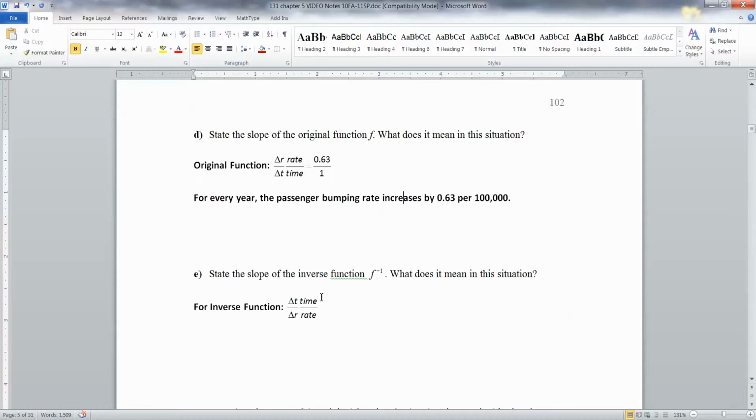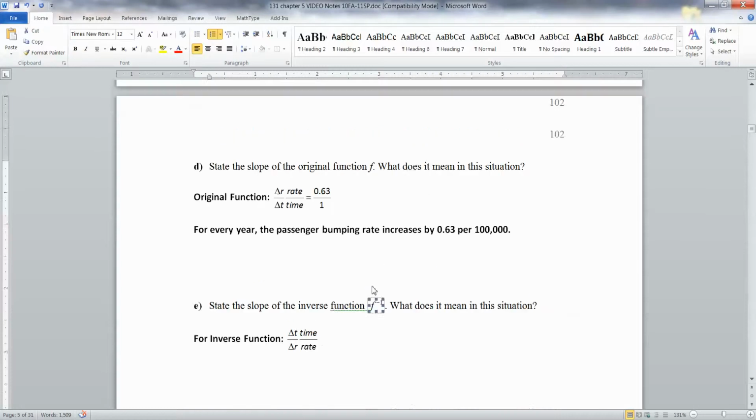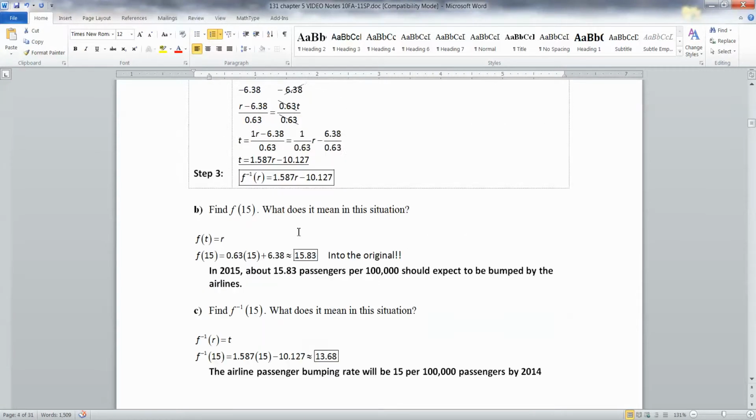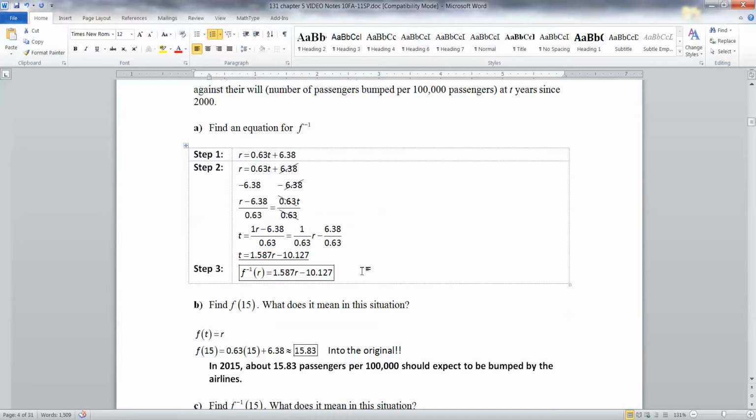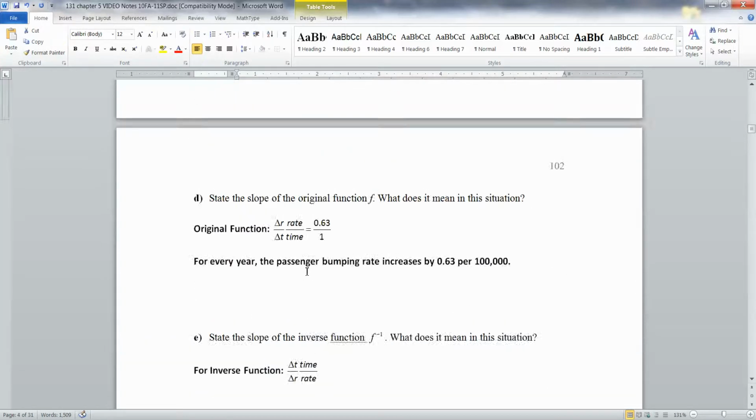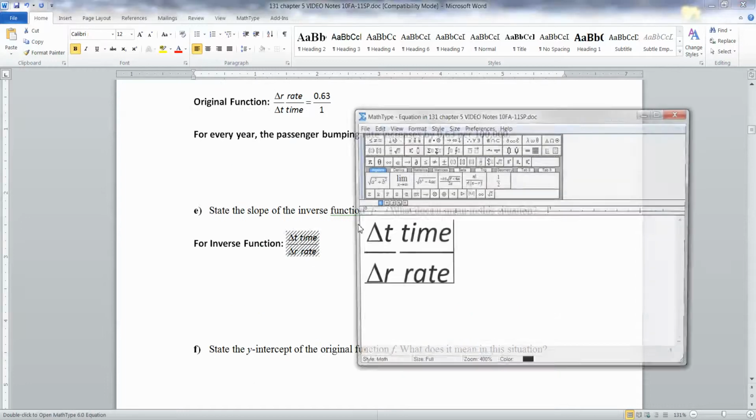Now, what about the inverse function? Well, inverse reverses time and rate. What was your y variable, rate, now becomes your x variable. And time, which was your independent variable, now becomes your dependent variable, your y, if you will. So we found what it was, and this is why it was so important for us to find it. It's 1.587, that 1 divided by 0.63 part, the number in front of the r.